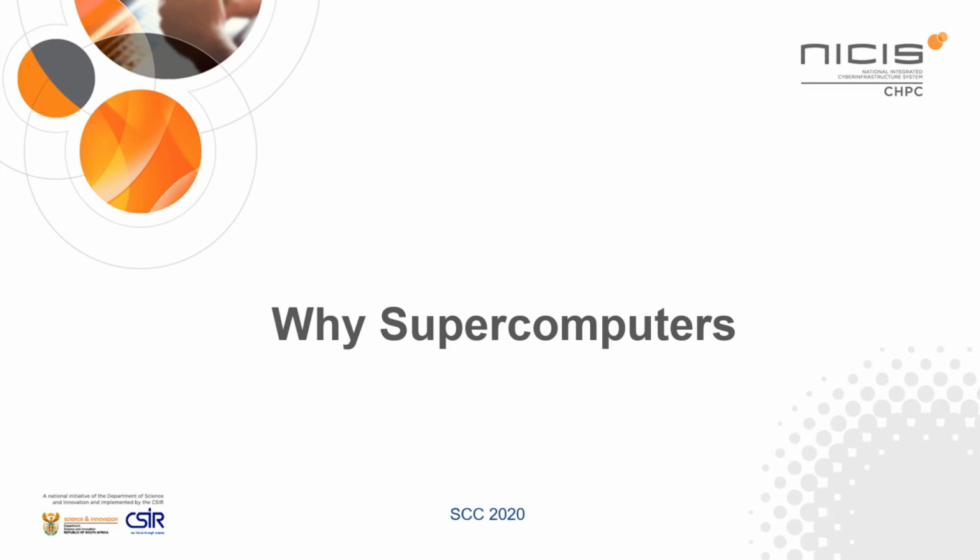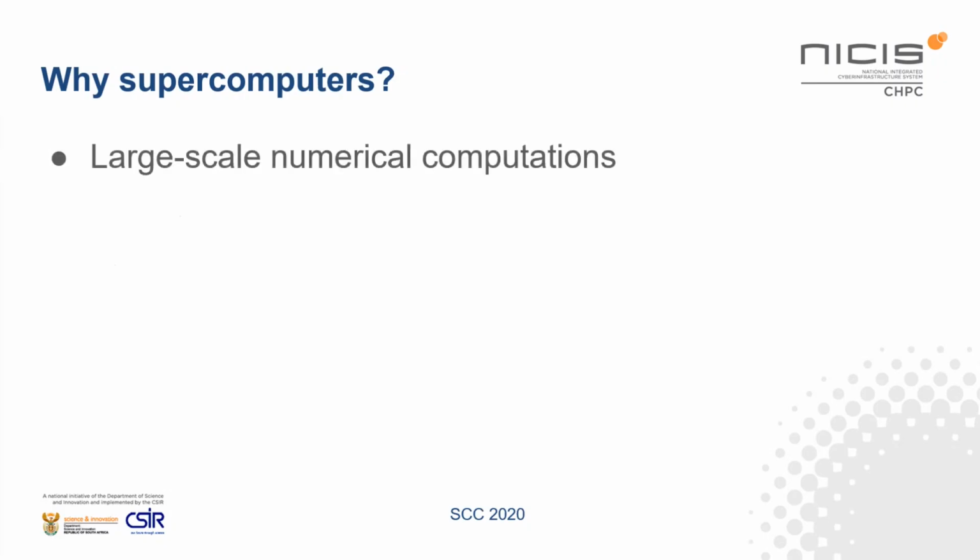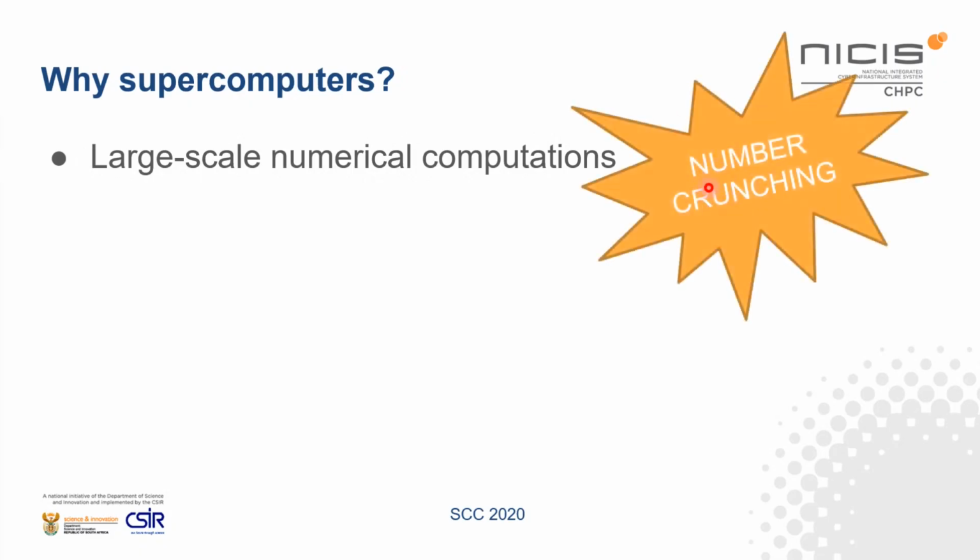We've touched briefly on why we need supercomputers, and in this morsel we will explore some examples that hopefully clarify the need for supercomputing specifically. Remember that the main application for HPC and supercomputing is large-scale numerical computations. For the cool kids, that's called number crunching.